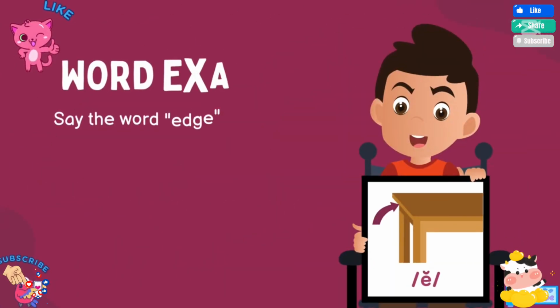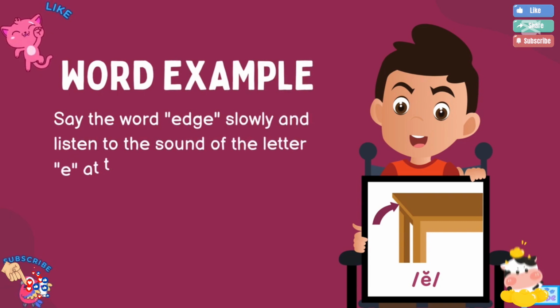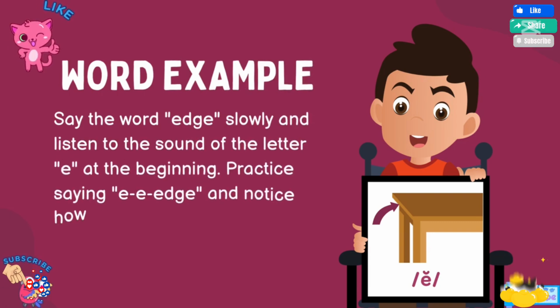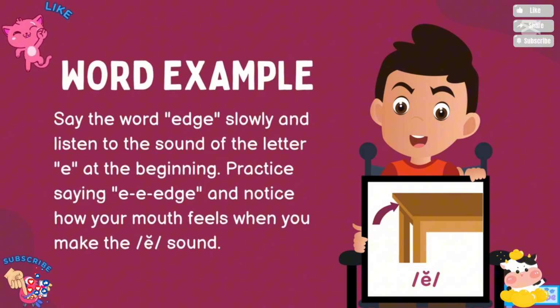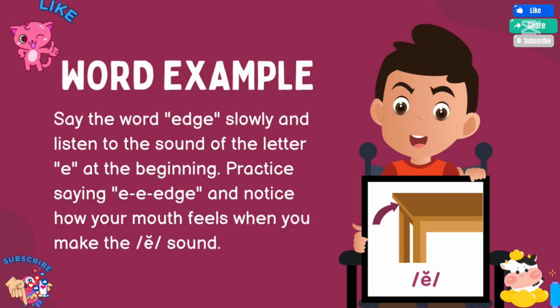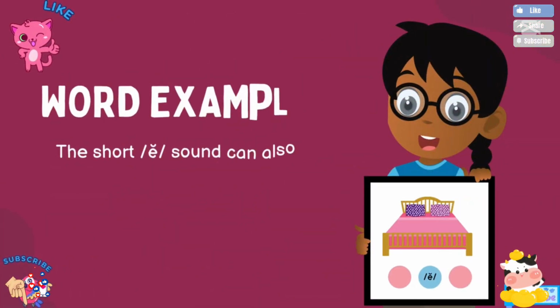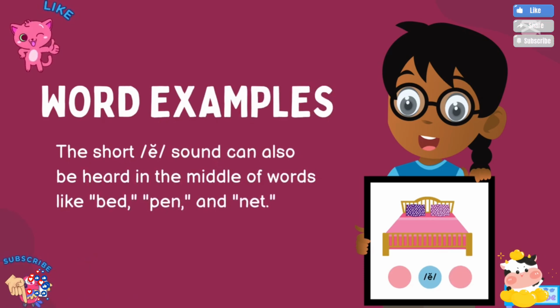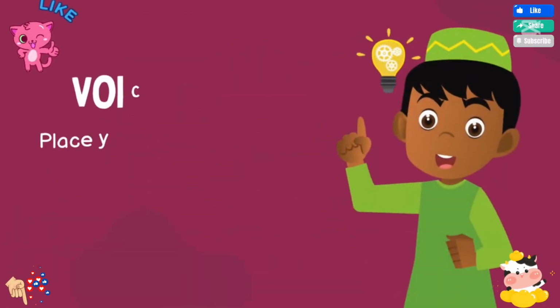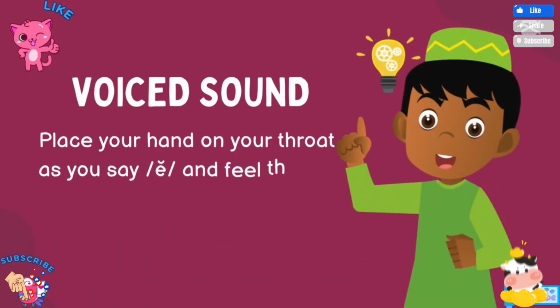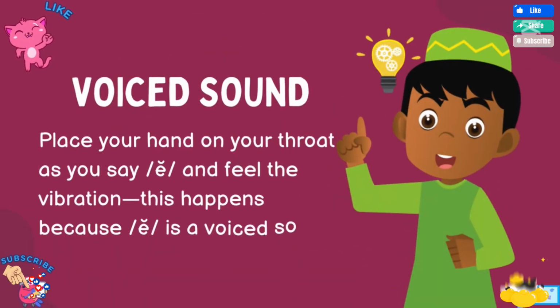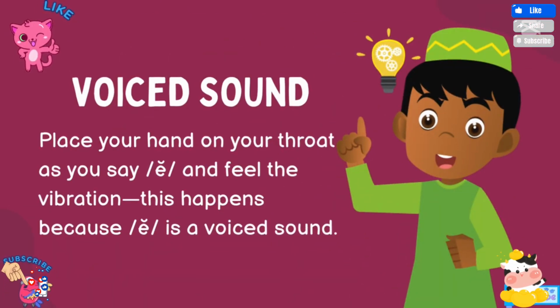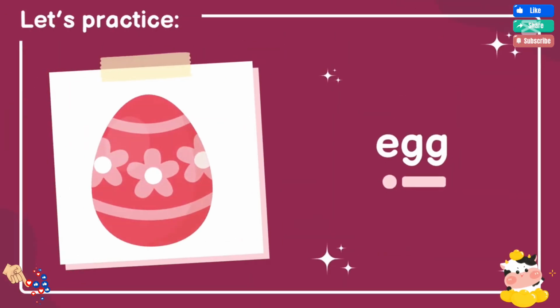Word example. Say the word edge slowly and listen to the sound of the letter E at the beginning. Practice saying E-edge and notice how your mouth feels when you make the E sound. The short E sound can also be heard in the middle of words like bed, pen, and net. Place your hand on your throat as you say E and feel the vibration. This happens because E is a voice sound.